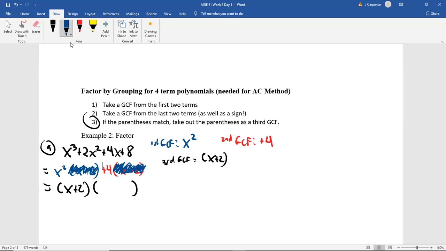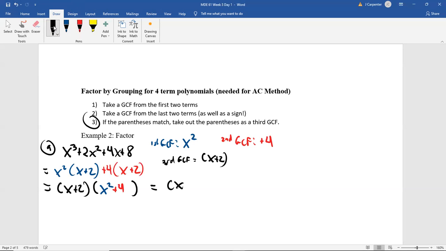parentheses. So when we take it from the first term, we're left with this x squared. When we take it from the second term, we're left with this plus 4. So this second parentheses will be x squared plus 4. So again, you just cover up the GCF in the line above, and whatever you see left over is what goes in the second parentheses. So x squared, that was from this one. And then plus 4, that was from this one. And that is our answer.